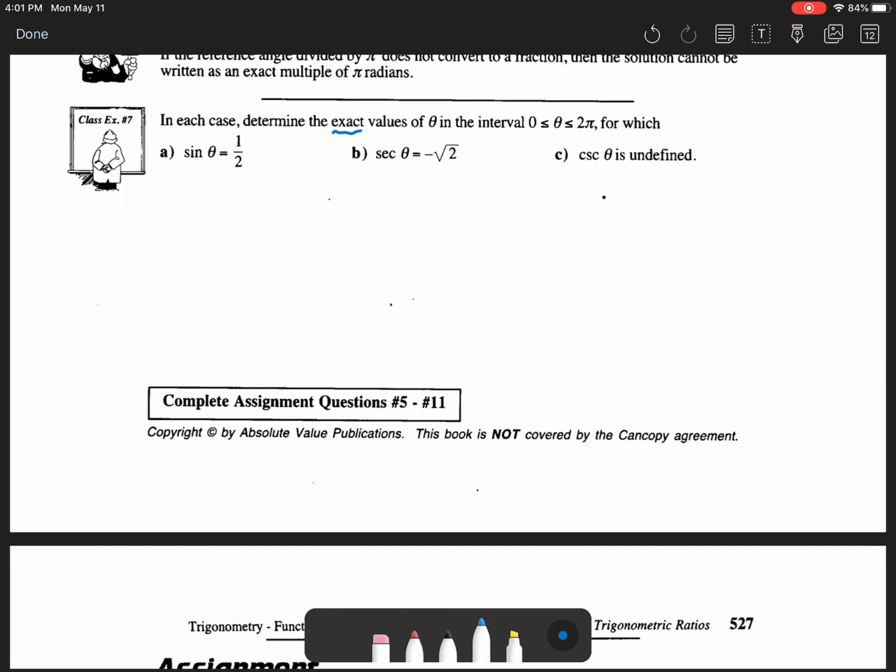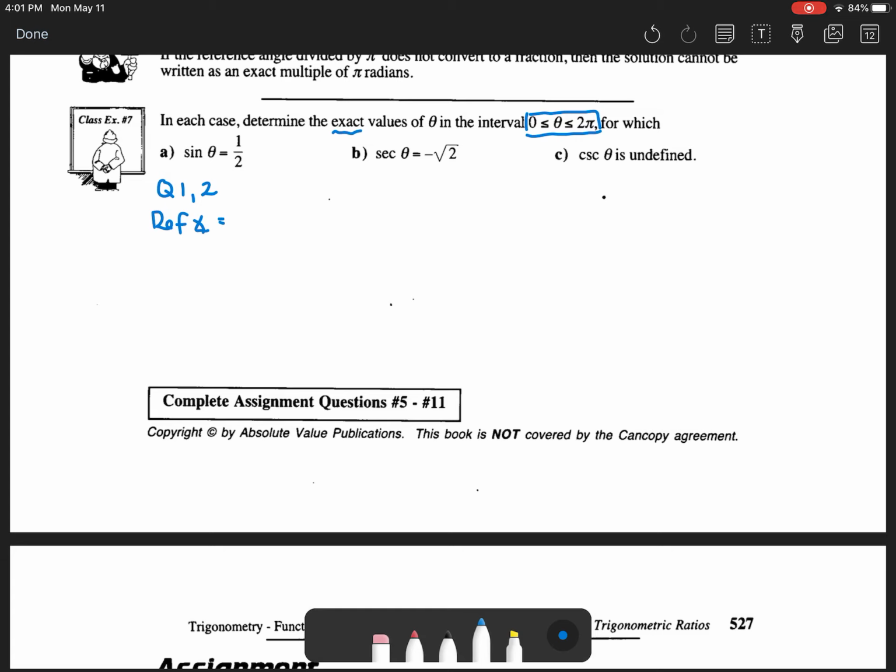In each case, and again, here's that expression, determine the exact values of theta. And again, here's my interval, 0 to 2 pi, so nothing tricky there. I'm looking in all 4 quadrants. So first one, sine of theta is equal to 1/2. So again, I look at that ratio. We're dealing with sine, a primary ratio. That's great. And the value of the ratio is positive. So that means I'm looking in quadrants 1 and 2.